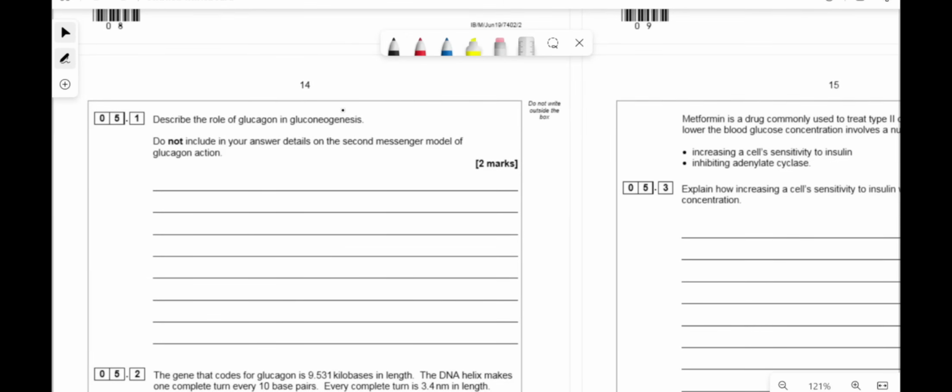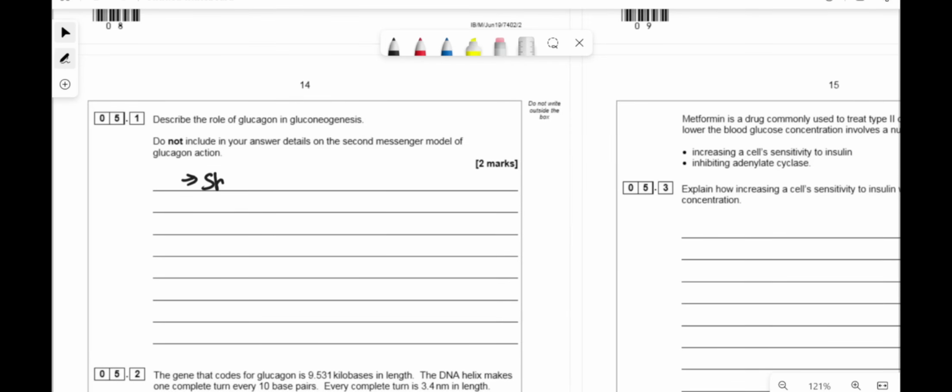As a side note, the way I remember glucagon and insulin is that insulin moves blood glucose into cells. So it's out of the blood into cells, so it lowers the blood glucose concentration. And then glucagon is the opposite. So it says do not include details in the second messenger model. So all we're going to talk about is how it leads to gluconeogenesis.